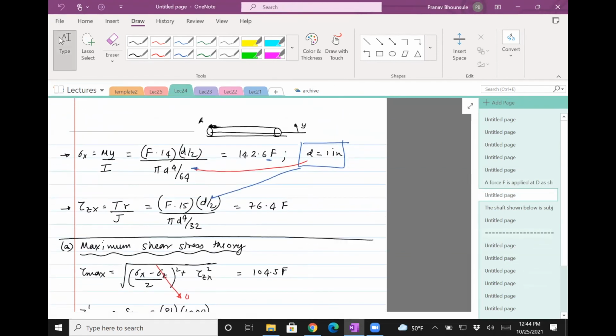Okay, so we had computed the sigma x and tau zx previously. When we did that computation, we put the right moment arm, right? This is the 14 and 15 of the moment arm for the bending moment and the torque. And then we computed these stresses in terms of force F, which is an unknown.